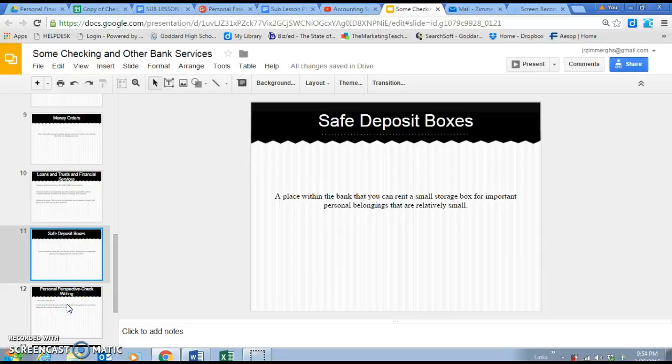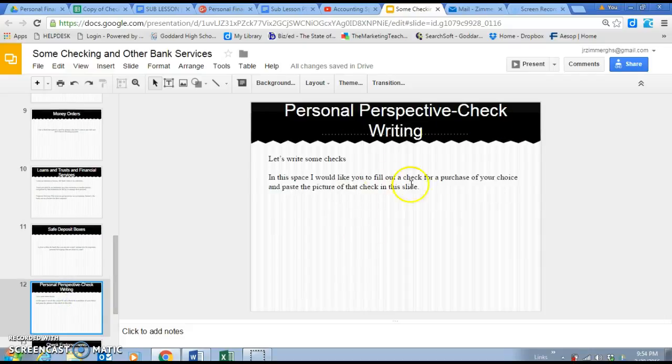The next thing we're going to do is write some checks. So in this little area of space right here, we're going to write a check and paste a picture of it right here. What I'd like you to do right now is go to Google and find a picture of a check. So I'm going to pause the video and go find a picture of a check, and then I'll come right back.